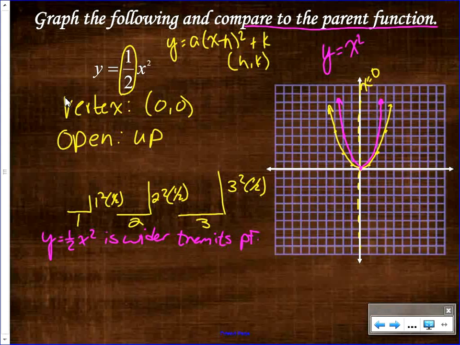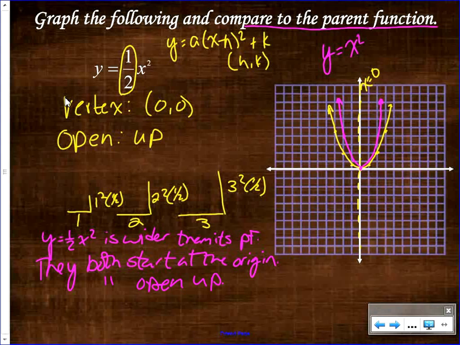Okay. Where does it start at? Okay, they both start at the origin, right? They both go up. Good. Both open up. What else did they have the same?